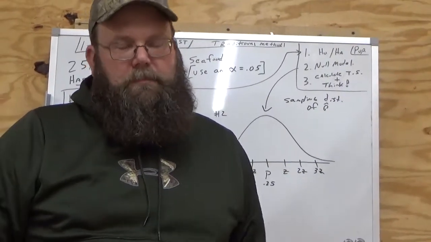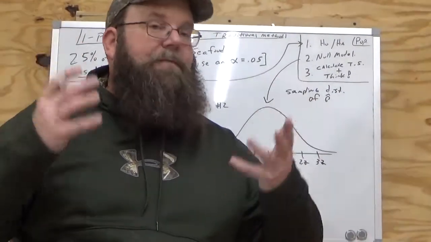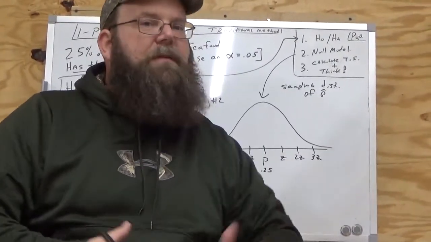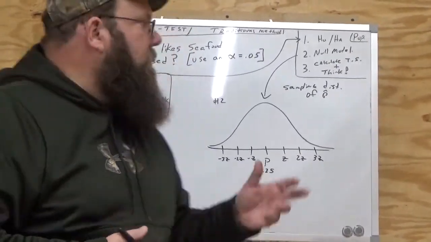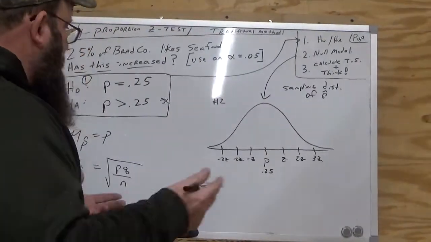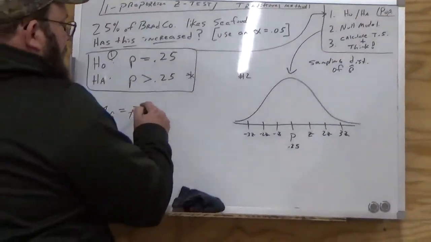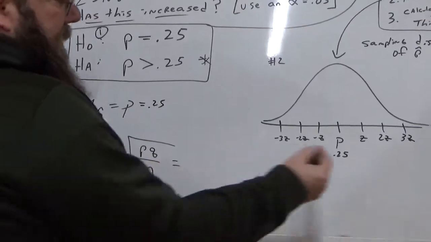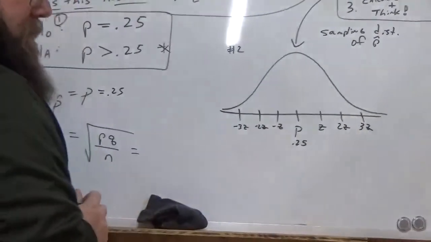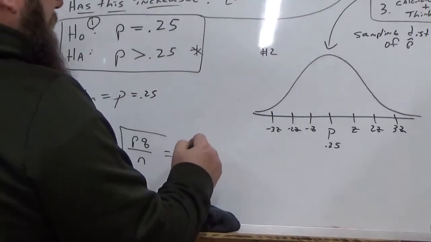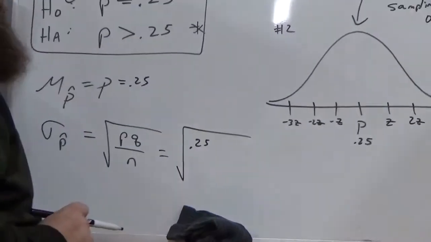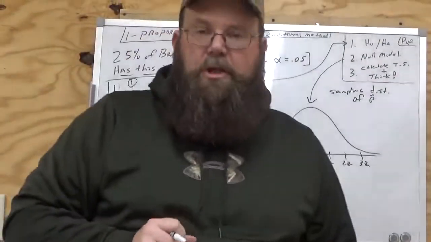Well, we have to fill numbers in because we have to make a decision, and we haven't even got to step 3 yet. We're still making the null model. So 0.25 is p. Now we have to calculate the standard deviation because we have to know how far up we're going every time. So p is 0.25. What's q?